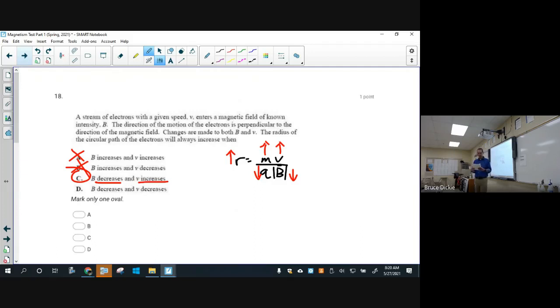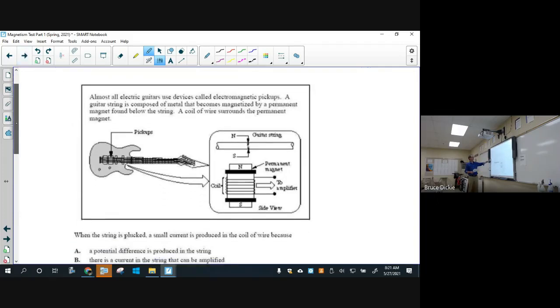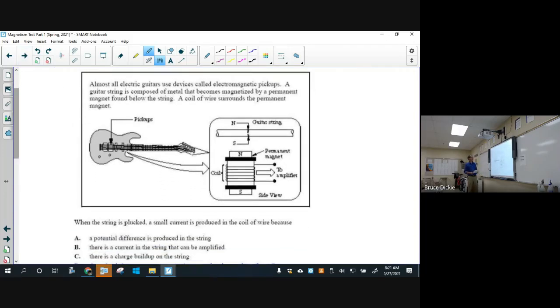And the last question on the multiple choice, at least in my version, says almost all electric guitars use devices called electromagnetic pickups. A guitar string is composed of metal that becomes magnetized by a permanent magnet found below the string. So the string is a magnet. The string becomes a magnet because of our permanent magnet. It's magnetized. First day of this unit, we talked about how things become magnetized. Bring a permanent magnet nearby, it becomes magnetized. So the string is a magnet.